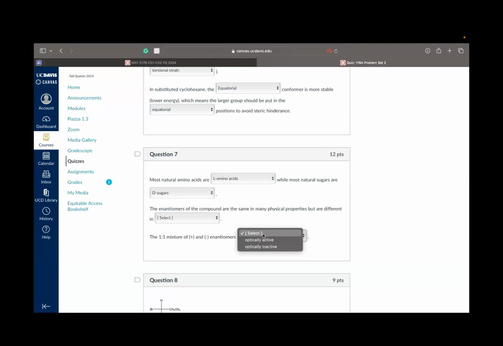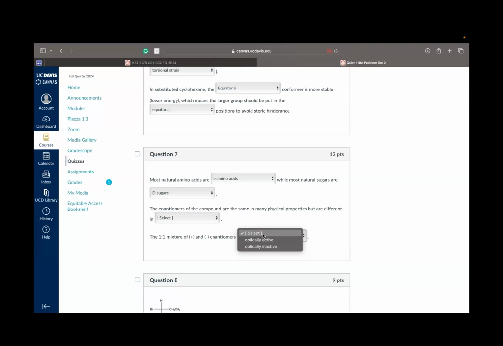But enantiomers will rotate the same magnitude, the same degree of light, but in the opposite direction. So one is gonna be positive 50, let's say. The other one is gonna be negative 50.